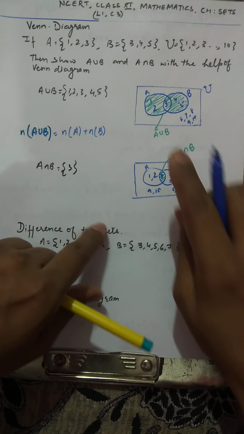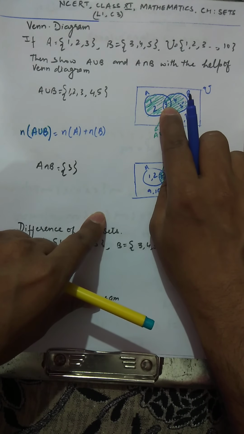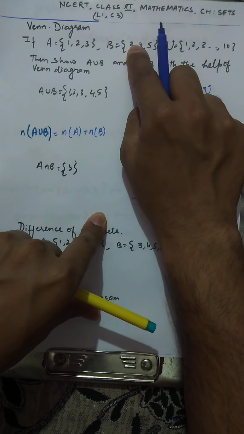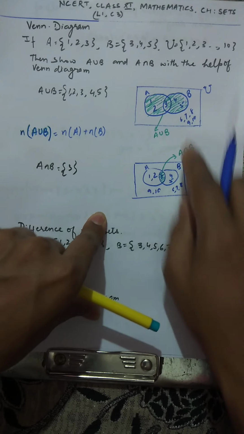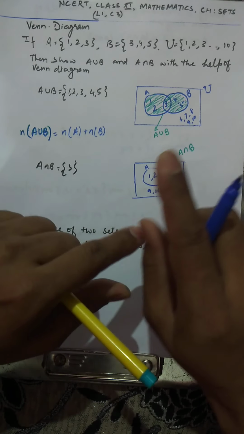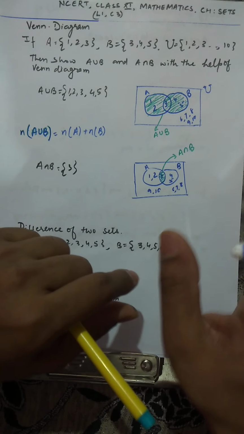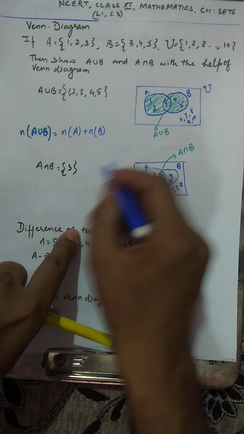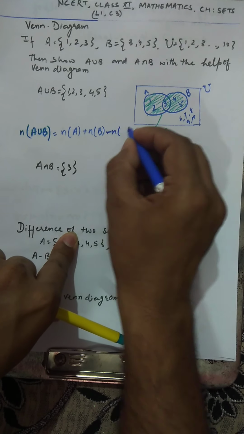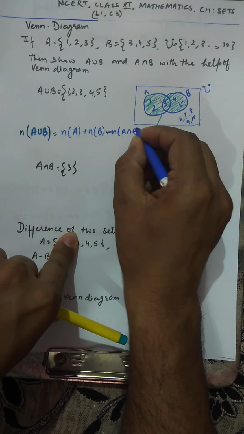This difference is coming because we are counting 3 twice. Here I have counted 3 once, and here I have again counted 3. So 3 has been counted twice. So I have to count it only once. One time you have to subtract it. What that 3 represents here is the intersection, so I can write n(A intersection B).